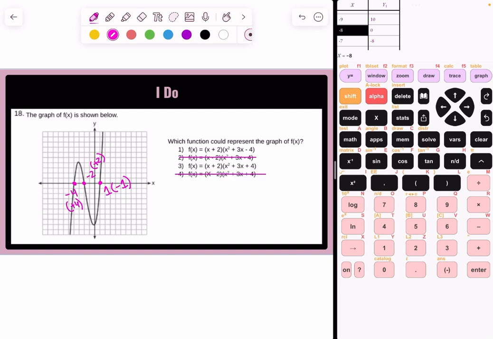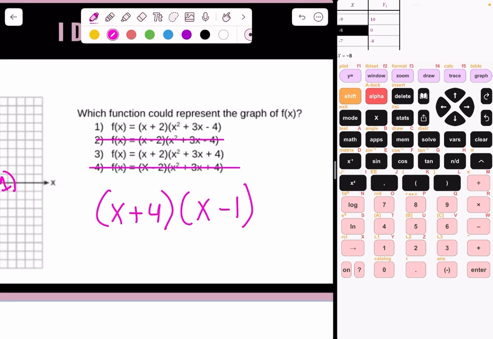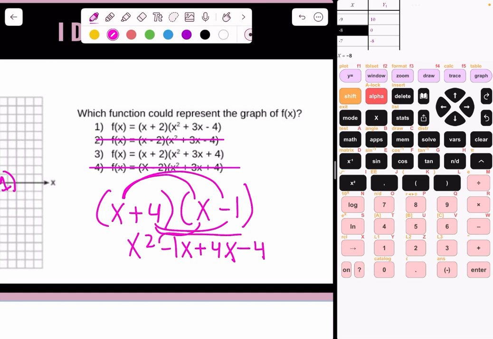All right, so we already took care of the x plus 2. We haven't used the x plus 4 yet, and we haven't used the x minus 1 yet. We are going to have to multiply these to see which one is the correct answer. X times x is x squared. X times negative 1 is negative 1x. 4 times x is 4x. And 4 times negative 1 is negative 4. Once I combine these, this would give me x squared plus 3x minus 4. It would be answer choice 1.